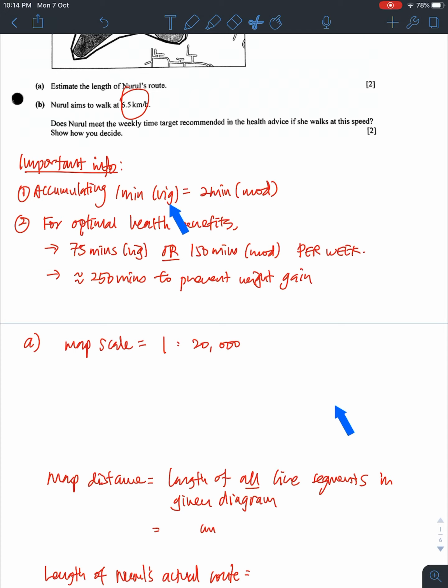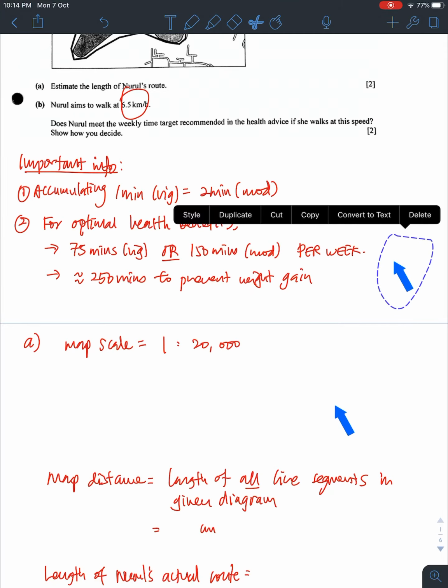Vigorous intensity exercise includes things like running, whereas moderate exercise includes things like brisk walking or walking. For a person to achieve optimal health benefits, we should be looking at 75 minutes of vigorous or 150 minutes of moderate exercise per week. So you should be clocking this amount of time per week. You also get the information that around 250 minutes of exercise is required to prevent weight gain.